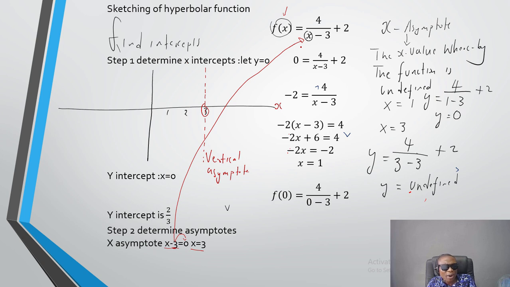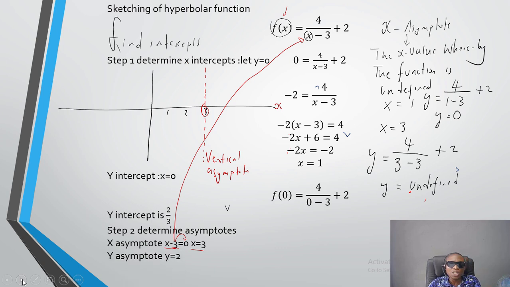What more can we say about the x asymptote? The x asymptote actually shows the value of x where the graph cannot pass. The graph will not touch this dotted vertical line. The graph will not pass at any point where x is 3. That was the x asymptote.